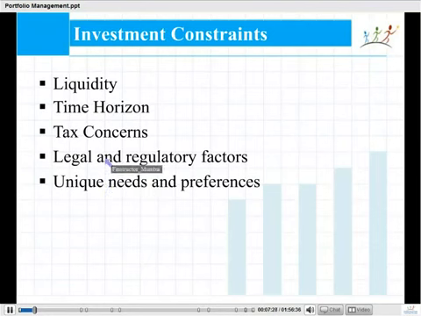Any constraint that cannot be put under the 4 heads that we discussed is put under the head of unique needs and preferences. So a good example of unique needs is the client saying that do not invest my money in liquor companies, or do not invest my money in polluting companies. So any unique preference or unique requirement that the client may have will be documented under this head.